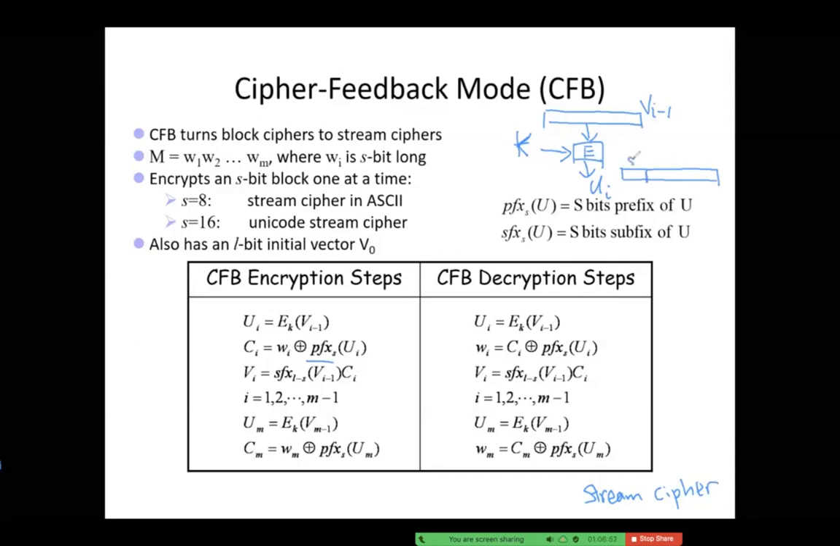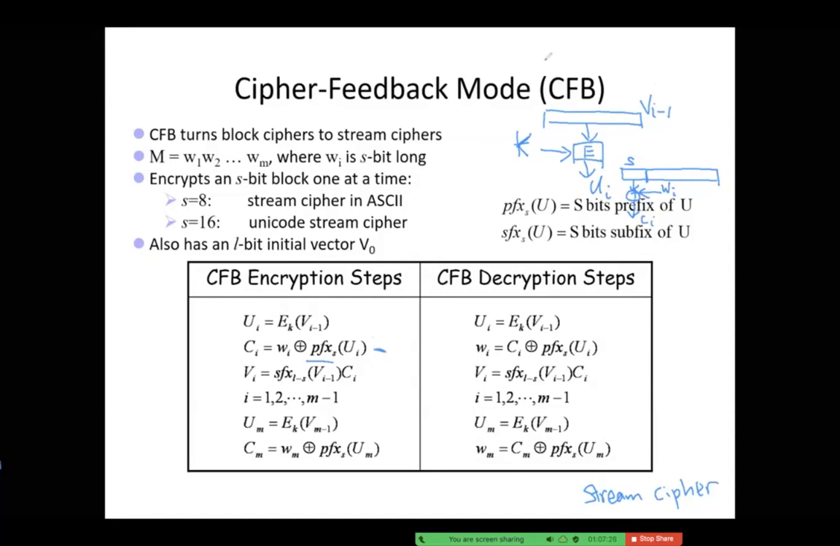So this is the s-bit long prefix. And I directly use this to exclusive OR your first byte, Wi. Okay, so that gives you Ci. So that's where this goes. And then now I need to update the next one, the Vi.